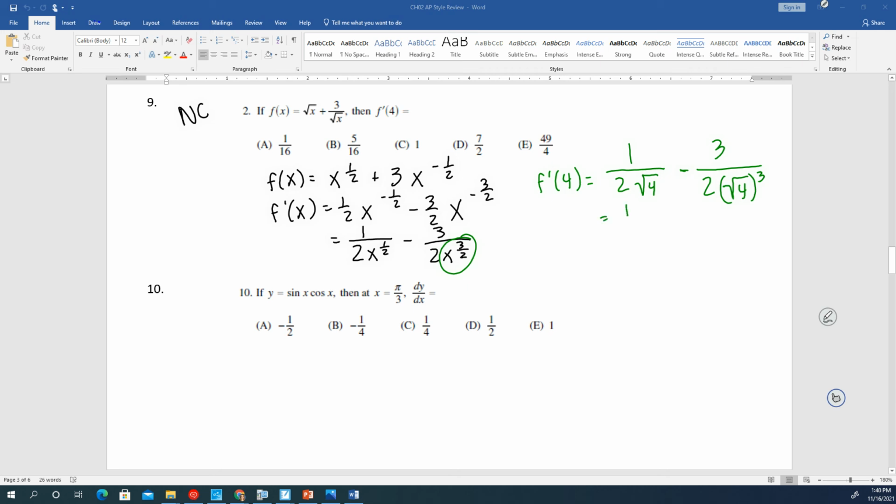Okay, so here I have 1/4. And here I have, so the square root of 4 is 2. Cubed is 8. So 3/16. And again, this is no calculator. So you have 4/16 minus 3/16. We get 1/16. Right? Yeah, that's right. 1/16. Is that an option? It is. Good. Okay, we did it right. 1/16. I feel like fraction exponents come up a lot with derivatives because they give you square roots and cube roots.